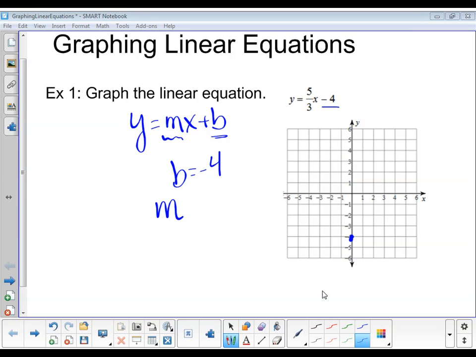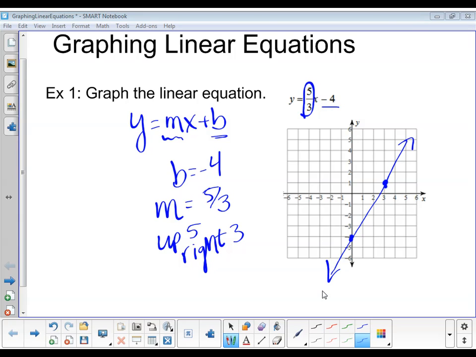Next, I want to look at the slope. The slope for this particular equation is 5/3. Slope is rise over run, so that means that I am going to be going up 5 and to the right 3 from this -4 starting dot. So from this -4, I'm going to be going up 1, 2, 3, 4, 5, and then to the right 1, 2, 3. Notice that I don't put a dot until I actually do both of those steps. The last thing then to do is simply connect your dots into a line.